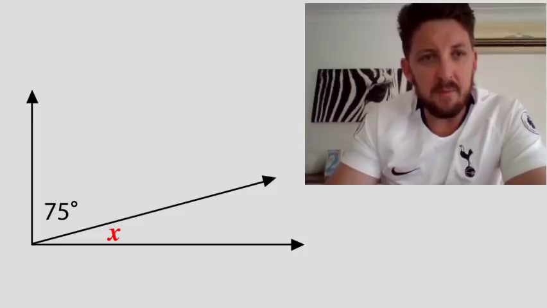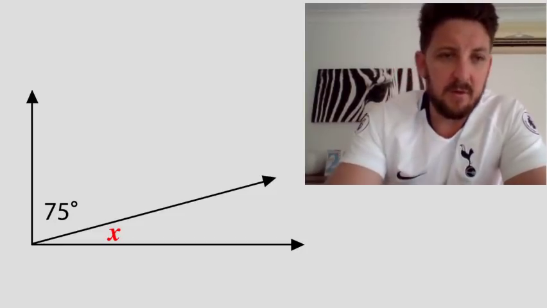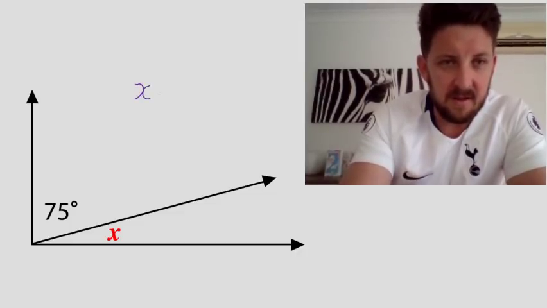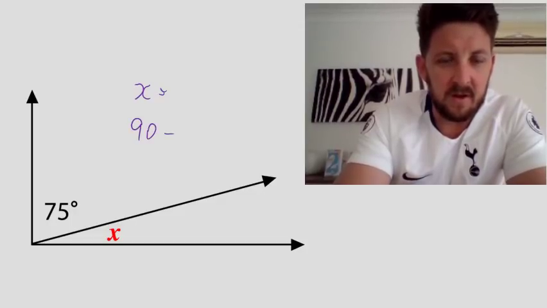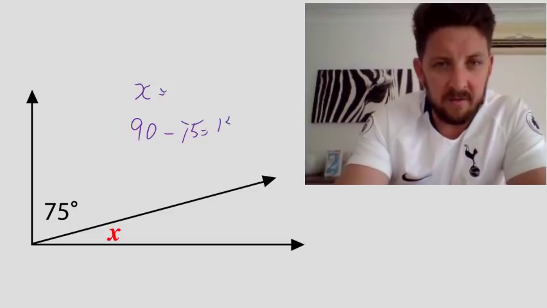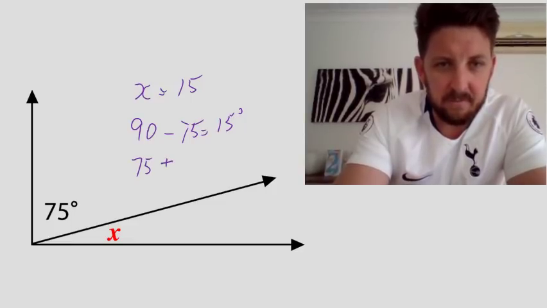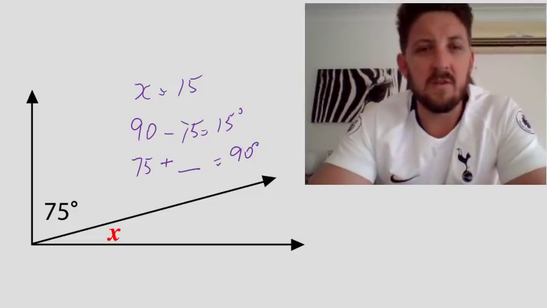Let's have a look at an example. Here's our example. You can see that my angle is marked with an X, so I need to find X. Now I know 75, so I'm going to say complementary angle is 90. Take away the 75 I already have, and I would have 15 degrees, so X is equal to 15. The other way to write it is 75 plus something is equal to 90 degrees. So either of those two ways would work.